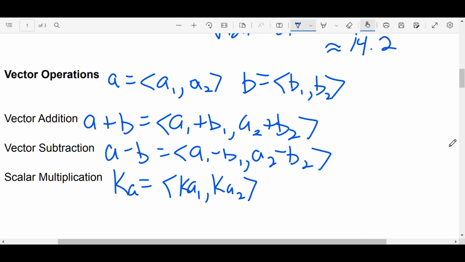All right, vector operations. If we have vector A and vector B, adding two vectors together means adding the first values together and the second values together. Subtracting is the same thing. And scalar multiplication, when we see the word scalar, as you might remember from last section, is just a number that's not part of your vector. So if you're taking a number and multiplying by a vector, just multiply each of the individual values by that value.